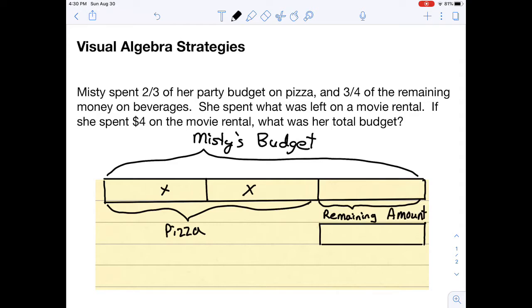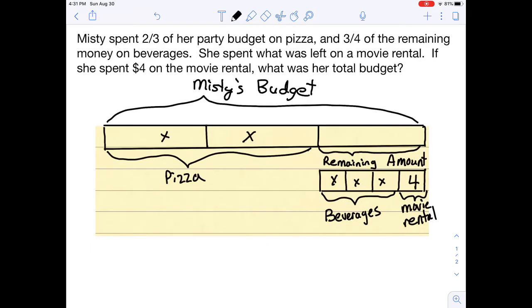So she spent 3/4 of the remaining money on beverages. So we'll break down our remaining money. So that leaves $4 on the movie rental. Now we can work backwards to see how much money was in Misty's original budget.